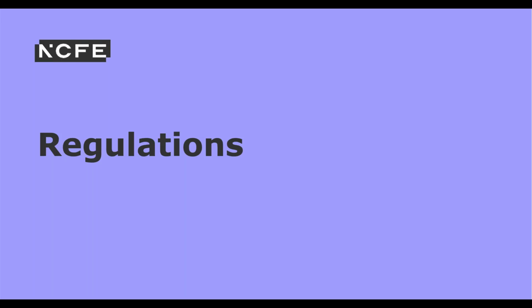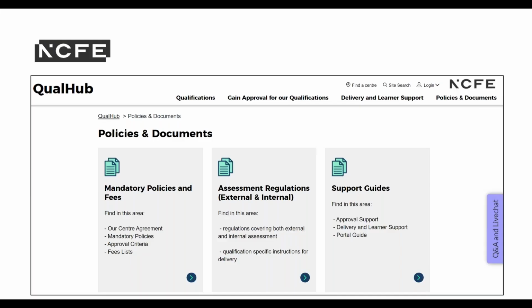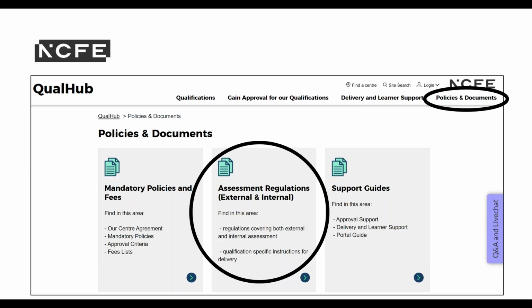Next, I'd like to talk you through the external assessment regulations. On QualHub, there are 4 different tabs at the top of the page. In the Policies and Documents tab, this is where you'll find the key documents, including the assessment regulations. The regulations in that section are for the internal and external assessments.